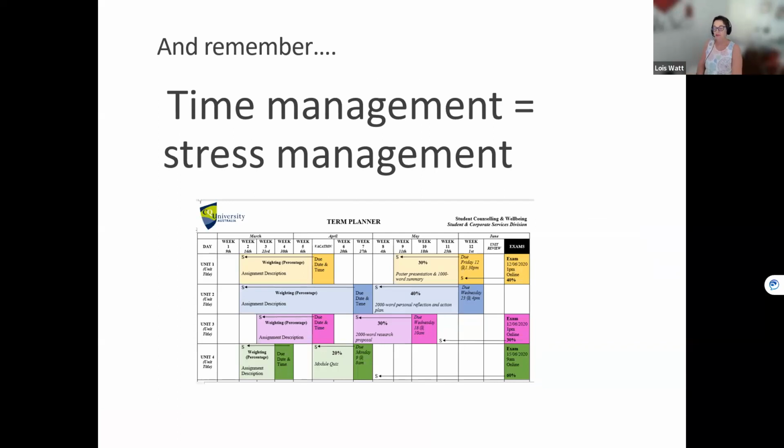Time management, we've learned, we did stress and resilience, that time management equals stress management. So we can carry that forth into our assessments. It's our daily practice. You know, as students, if you think of this as a job, and if you are studying 3 or 4 units, it is a full-time job. And so if we can manage our time, then we manage our stress. If we can manage our stress, we can manage the assignment. So one has a compounding effect on the other.